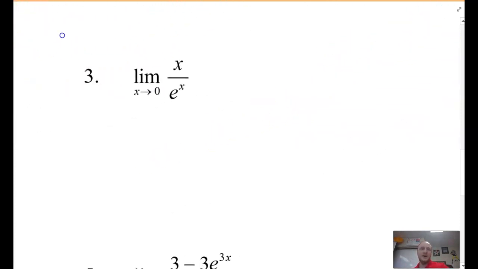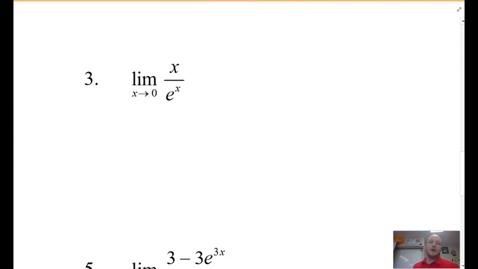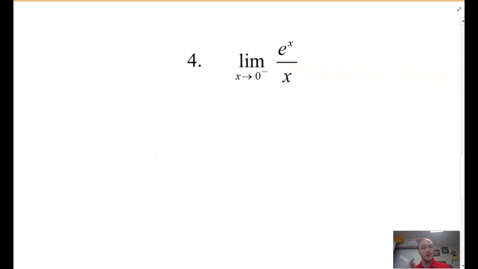Here we go. Number 3. What about this one? The limit as x goes to 0 of x over e to the x. And I know you're like, it's clearly 0 over 0. Well, let's see. You don't know. So I plug in 0, e to the 0, that is 1. So is that 0 over 0? No. This is just 0 over 1, which is 0. Hey, not always L'Hopital. Not always.